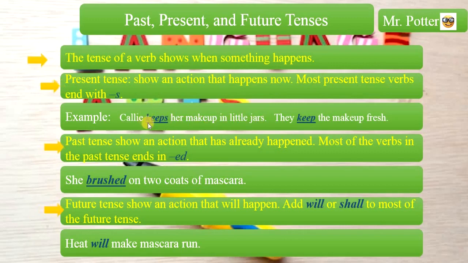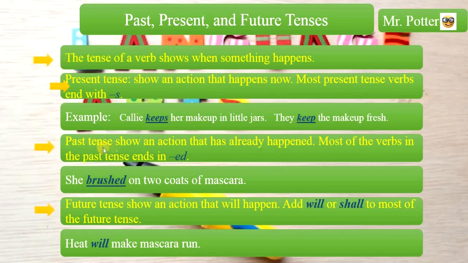Why are we using keeps? Because we are talking about Kaylee. Kaylee is singular. That's why we are adding the S at the end of the verb. Another example. They keep the makeup fresh. In here the verb is keep. Why are we using keep? Because we are talking about they. They is plural.